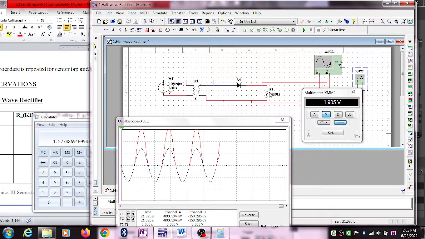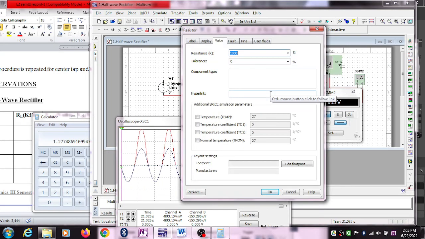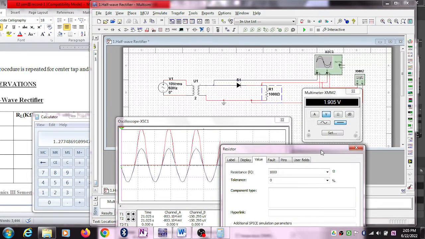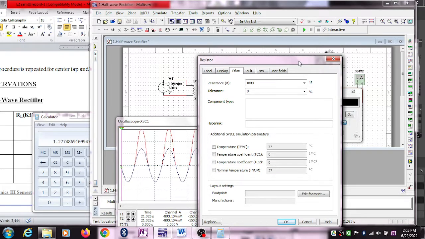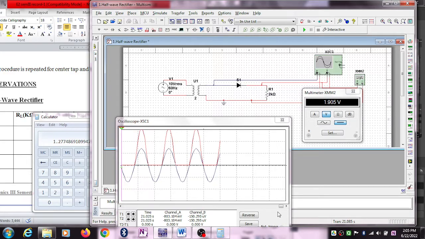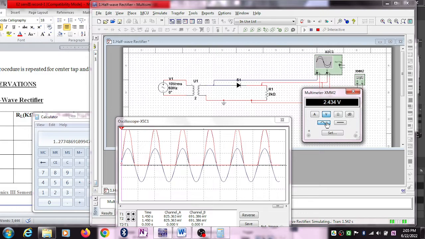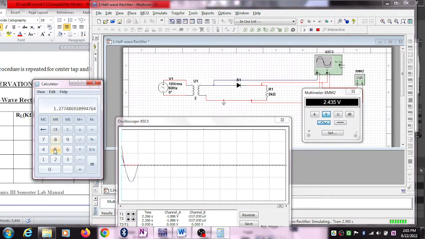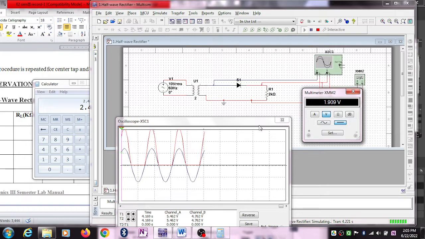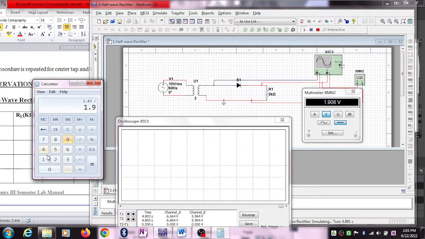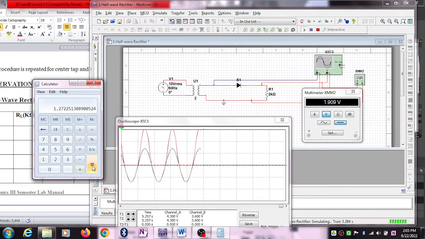Now let's change the resistance. 1k, that is 1000 ohms, is what you have taken, so let me take 2k and simulate it once again. The waveform remains the same, 1.91 DC, 2.43 AC. So let's calculate 2.43 divided by 1.91, which is about 1.27. Likewise, you repeat this experiment for different values of the resistance and see how your ripple factor is going to be different.